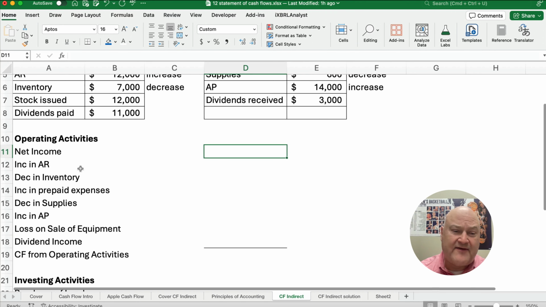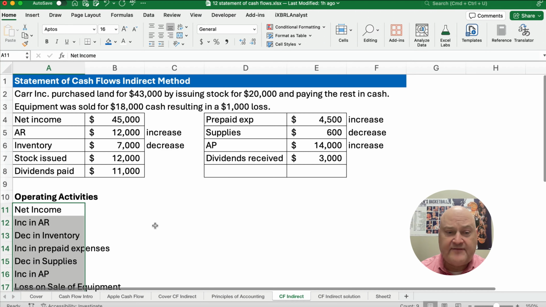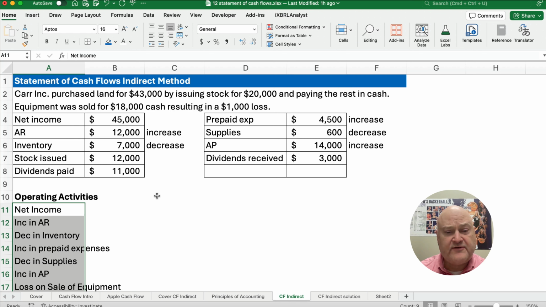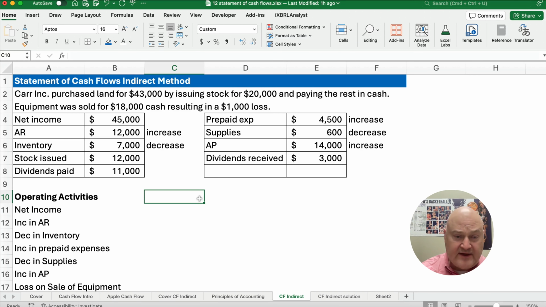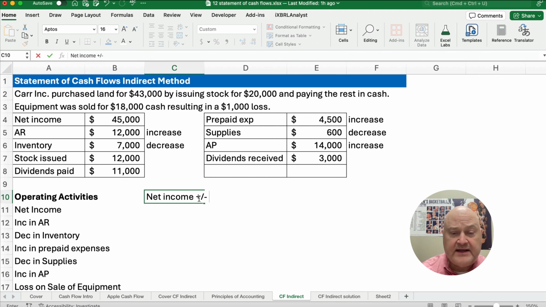All right, so I kind of cheated a little bit by putting the categories here to the left just to make it a little bit easier so the video is not quite as long. So we're going to start with operating activities. Operating activities includes anything involved in net income, plus or minus any current assets or current liabilities.